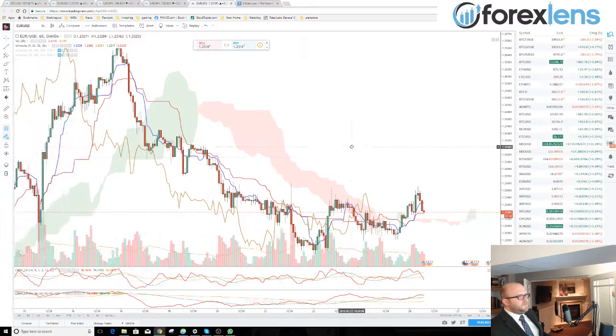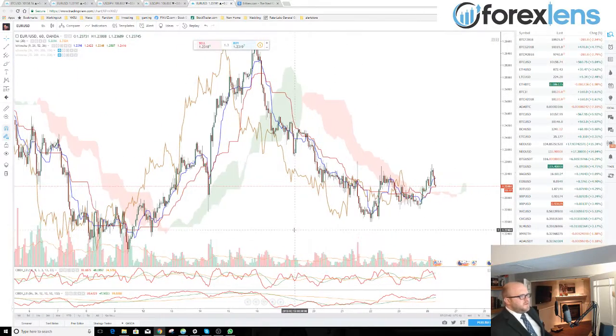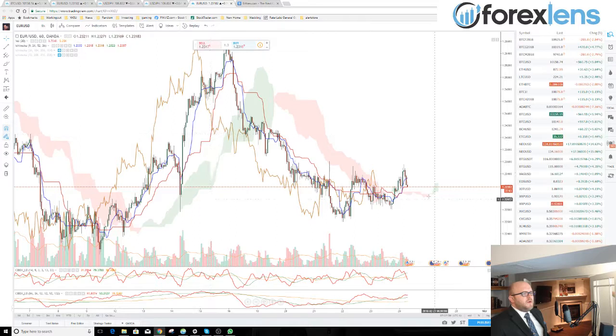Okay, now let's take a look and review those rules. So we only want to go short when we are below the cloud in price, and we only want to go long when we are above the cloud in price. Okay, so what happens if we're inside the cloud? Well, that's what the Ichimoku system is really great at. It tells us when not to trade. If we are inside the cloud, that means that we are in a consolidation area.